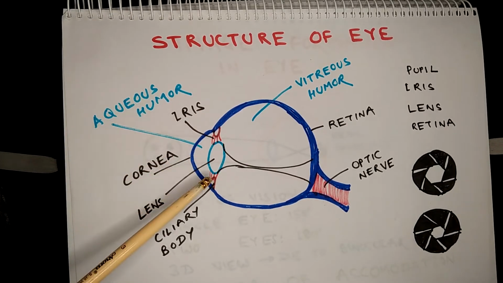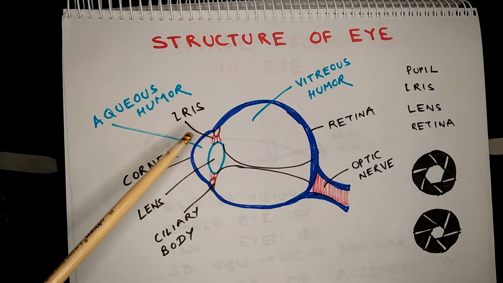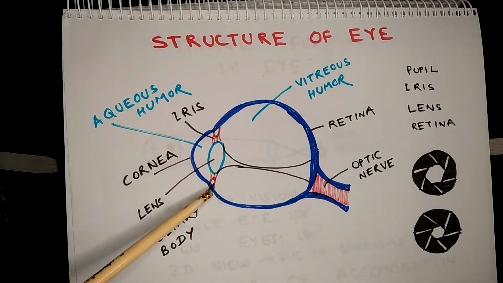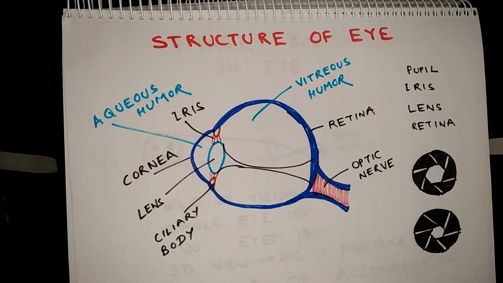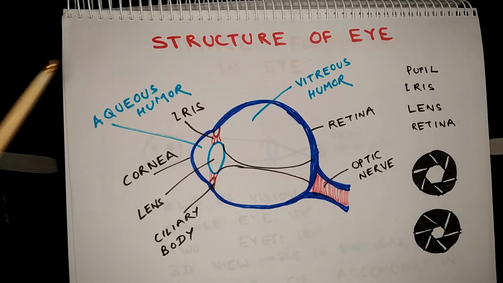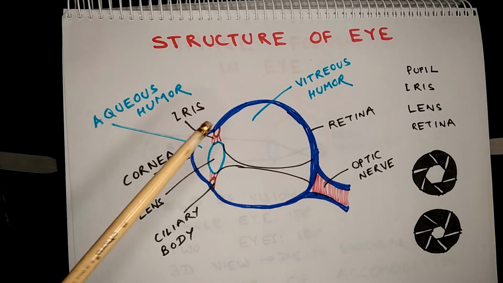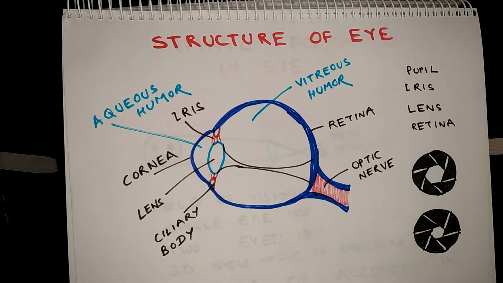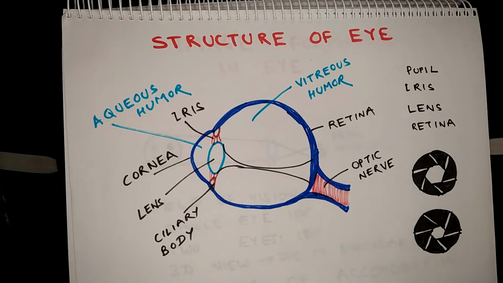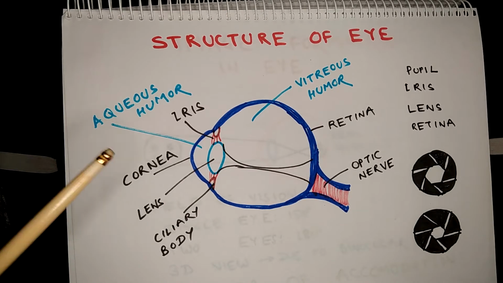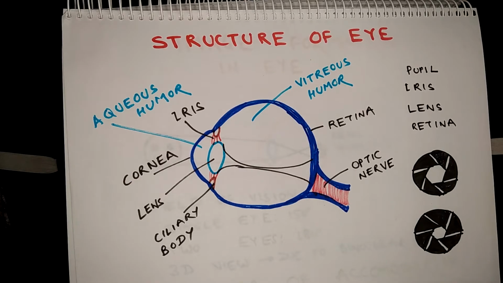the iris. Iris is composed of muscle fibers and it is controlled by another muscular body called the ciliary body, and there is a hole at the center of the iris. This hole is called the pupil. The lens is just behind the iris. So this ciliary body helps in regulating the size of the iris so that the aperture of the pupil can be adjusted.